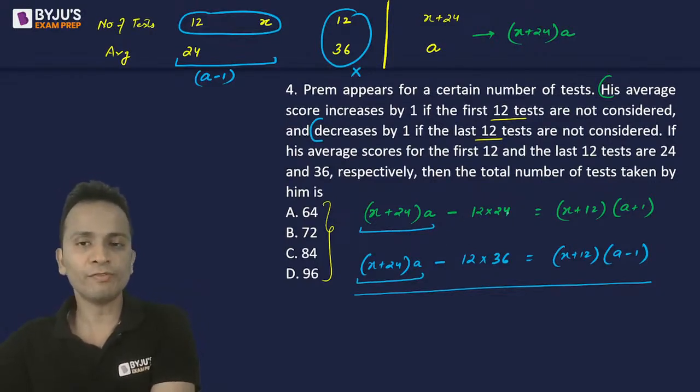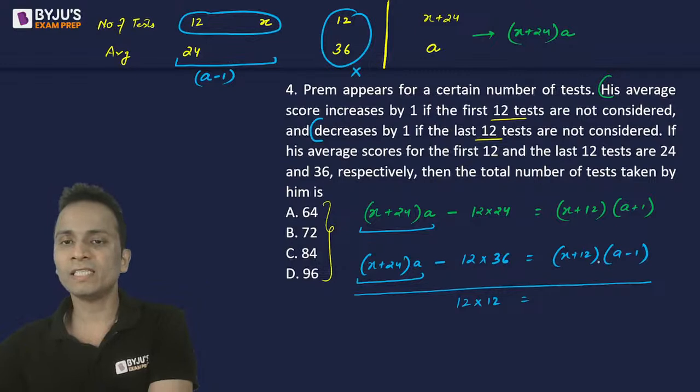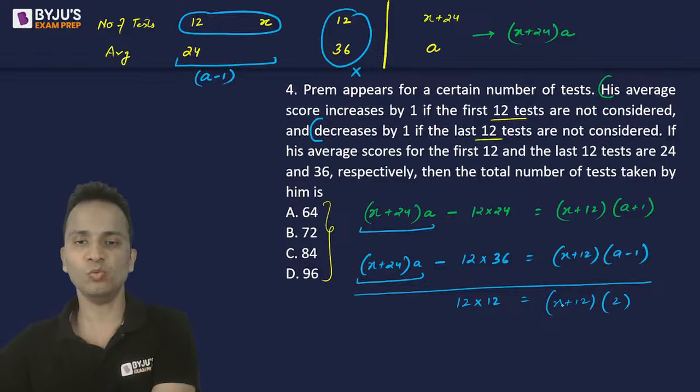Minus 12 into 24 minus that is plus 12 into 36 will be 12 into 12 on the left hand side. Then on the right hand side, it will be x plus 12 multiplied by 2. So x plus 12 will come common. A plus 1 minus A minus 1, so it will be 2. So from here you can find out the value of x.